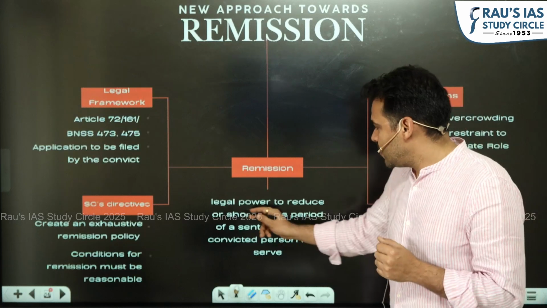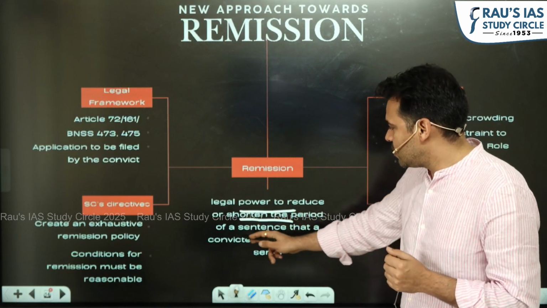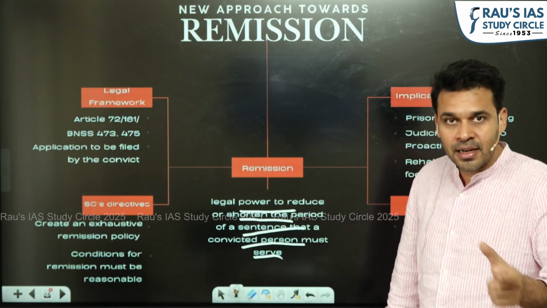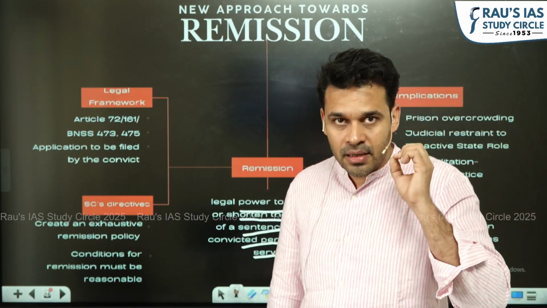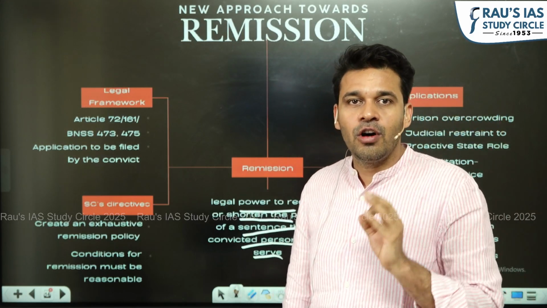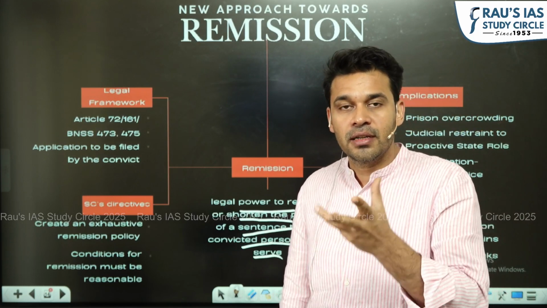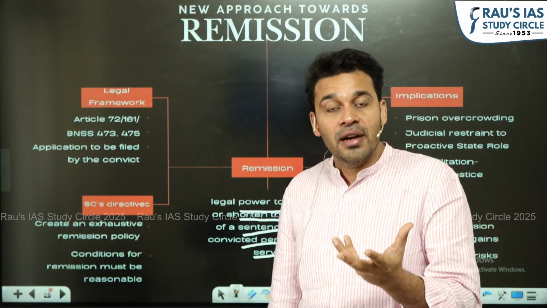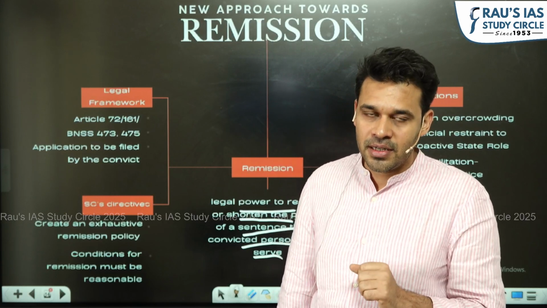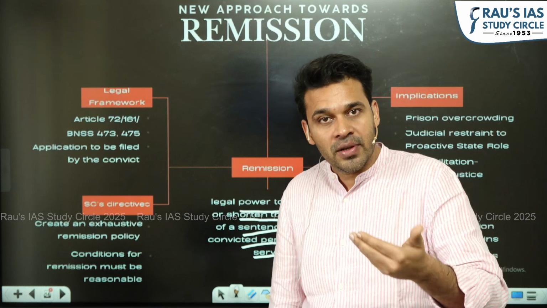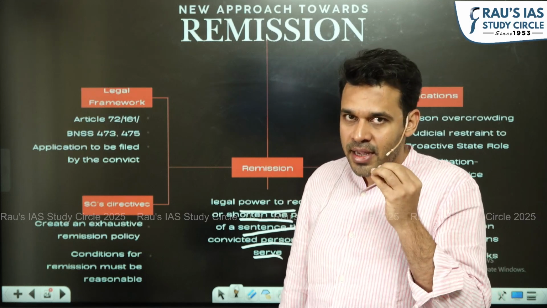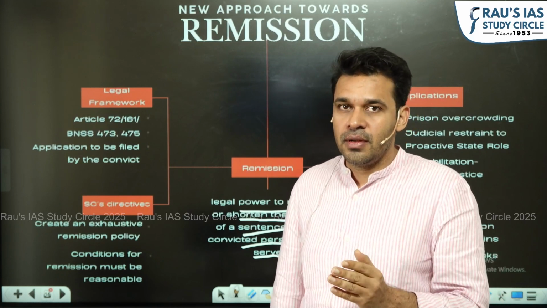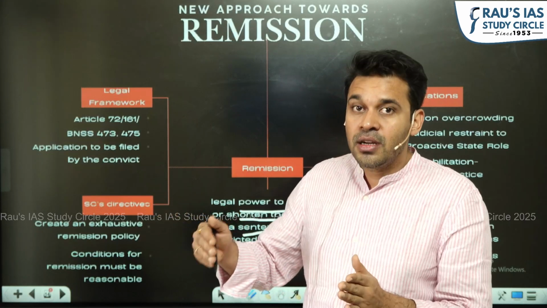It is a legal power to reduce or shorten the period of a sentence that a convicted person must serve. When a person is convicted, is held guilty, then a term of punishment is awarded: 5 years, 7 years, 10 years, life imprisonment, 14 years. But as the person goes to jail, slowly and gradually, depending upon the crime the person has committed, or also depending upon the behavior the person has exhibited, if there is a scope of reformation, then the person should be released early, as opposed to the term granted by the judiciary.